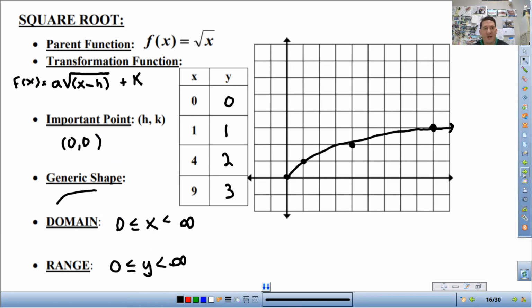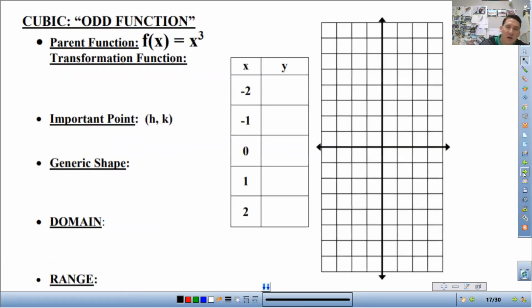There we go. Let's take a look at the cubic function. With the cubic function, you're just cubing it. So remember, x cubed means you're doing x times x times x. So -2 cubed, that'd be -2 times -2 times -2 is +8. -1 cubed is positive. Oh, nope, never mind. What am I thinking? -2 times -2 is +4, times -2 again is -8. There we go. -1 cubed is -1. 0, 1 cubed is 1, 2 cubed is 8.